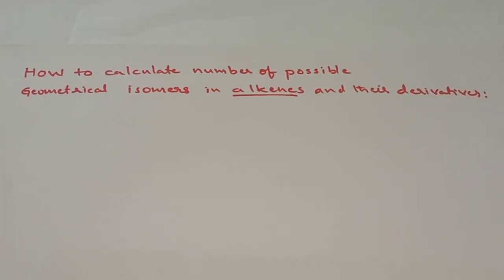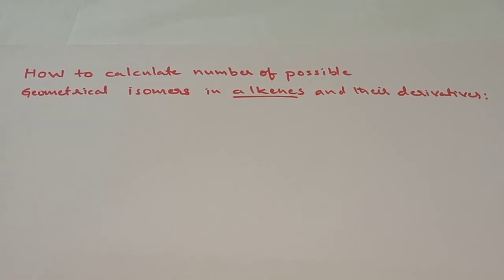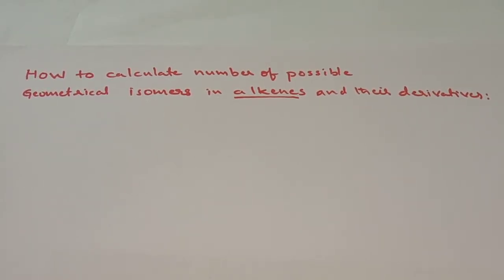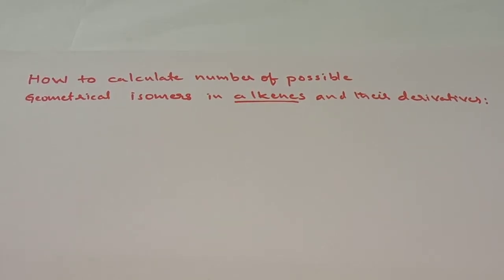Okay, anyway, let's see what our topic is today. Today we are going to discuss how to calculate the number of possible geometrical isomers in a given alkene and its derivatives. For this, we have one simple formula to calculate the number of geometrical isomers. It is very important, especially for AIIMS and advanced level exams, guys. Let's see how to do this. For this we have the formula.